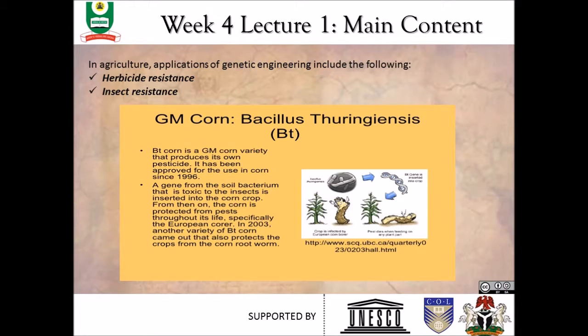In agriculture, applications of genetic engineering include the following: herbicide resistance. Soya beans, maize, and cotton plants resistant to herbicide have been produced. The presence of weeds in any form is a source of concern to any farmer. In traditional agriculture, weeding of the farm is done at intervals, and it is a tiresome activity. In modern agriculture, herbicides, which are chemicals, are sprayed on the farm.